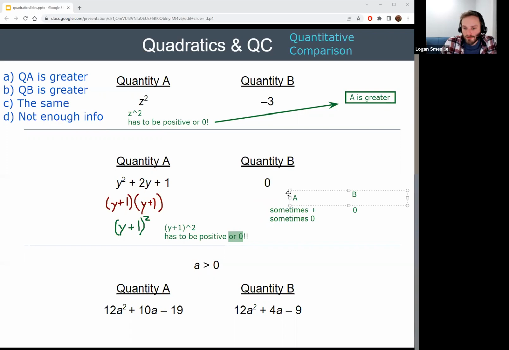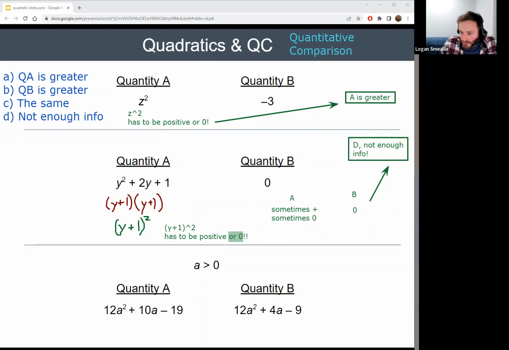And another thing that you'll learn a lot of if you do a lot of QC questions is this: getting an answer that's sometimes one way, sometimes another, is very often leading into the real correct answer. And it turns out, Sophie, you were right. It's D. Not enough info.